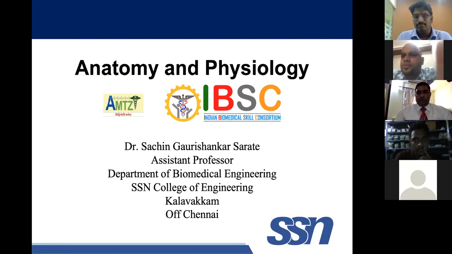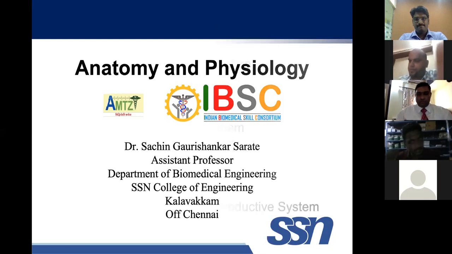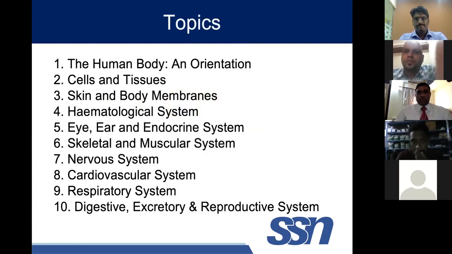So I've been asked to just give you a simple orientation about all those units that are there in anatomy and physiology. I have around 25 minutes, and I will try to give a small orientation on exactly what those are. These are the topics. Around 10 units are there, and one by one I will look at them.